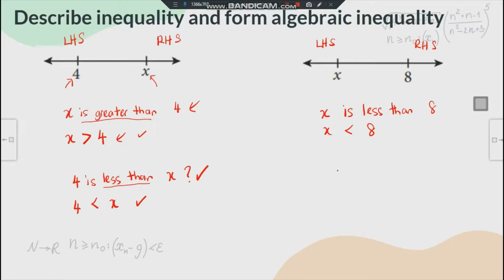Is it acceptable if you write down 8 greater than x? It is acceptable, but I repeat, when we are comparing a variable, which is x, with a number, we always write down x first. So this one is the correct way of writing inequality when you are comparing a variable with a number.